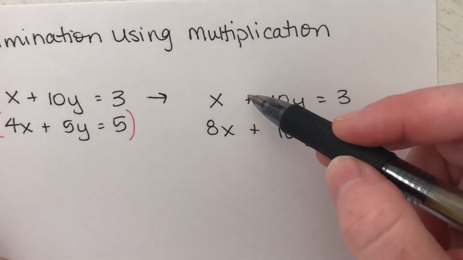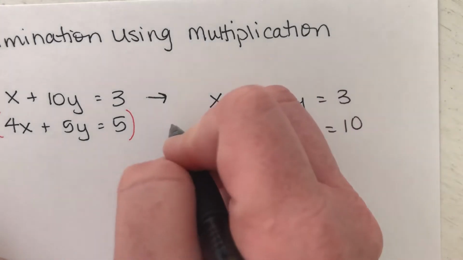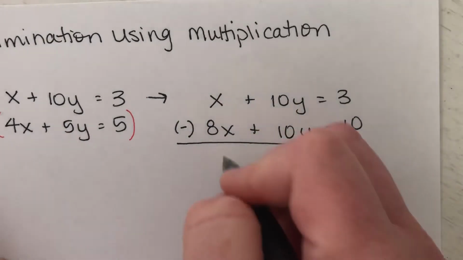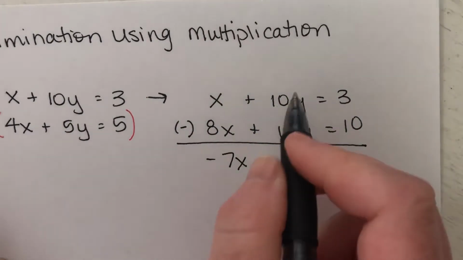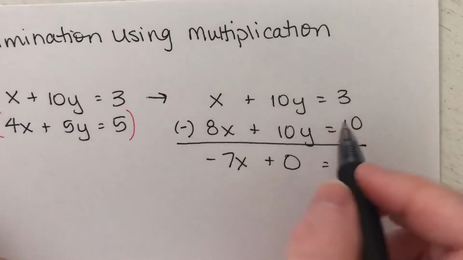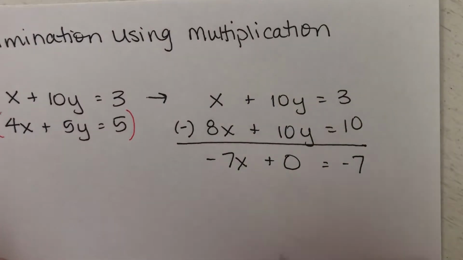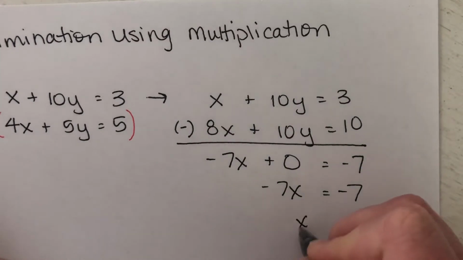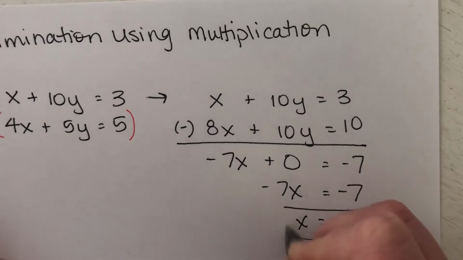So they match. They have the same sign. So I'm going to subtract. x minus 8x is negative 7x. 10y minus 10y is 0. And 3 minus 10 is negative 7. So I have negative 7x equals negative 7, divide by negative 7, and x equals 1.